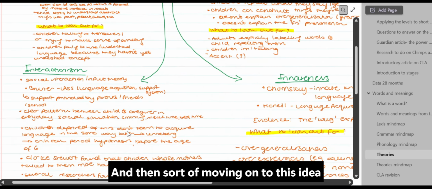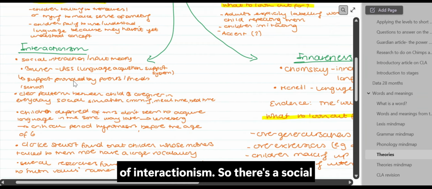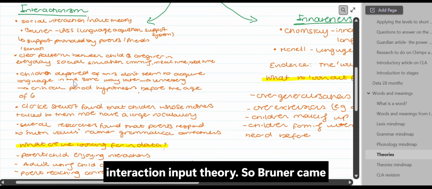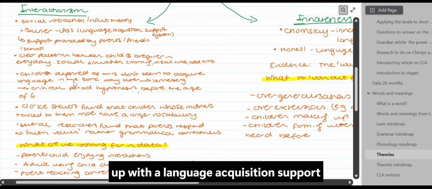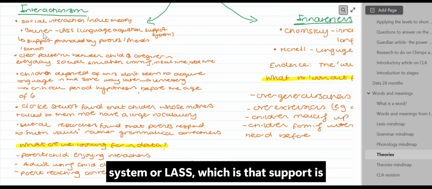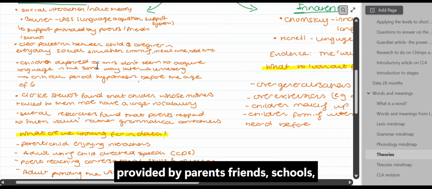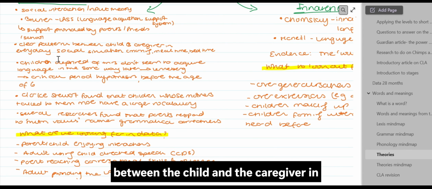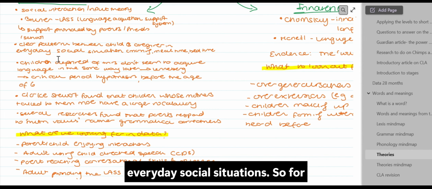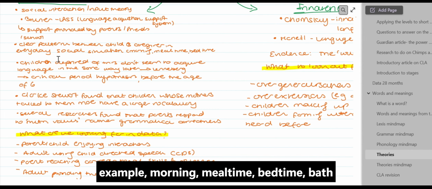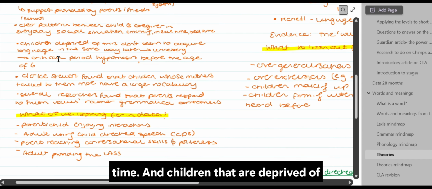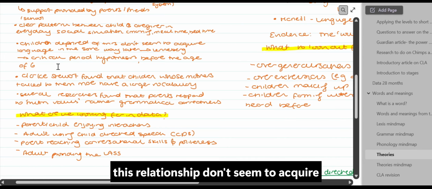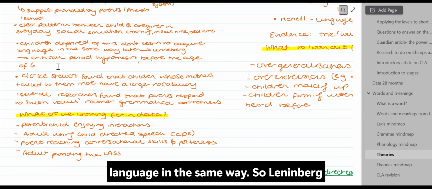And then sort of moving on to this idea of interactionism. So there's a social interaction input theory. So Bruner came up with a language acquisition support system, or LAS, which is that support is provided by parents, friends, schools, nurseries, and that there's a clear pattern between the child and the caregiver in everyday social situations. So, for example, morning, mealtime, bedtime, bath time. And children that are deprived of this relationship don't seem to acquire language in the same way.